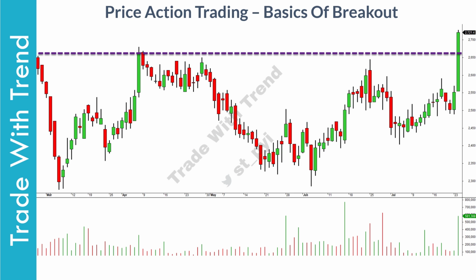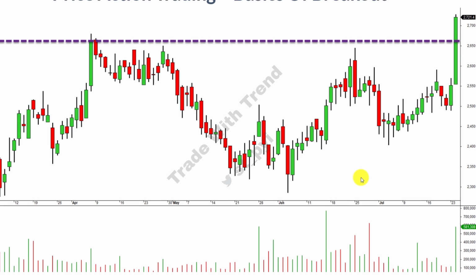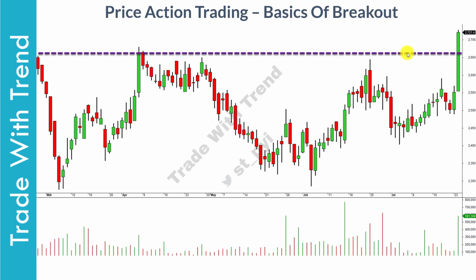Now a resistance region or a range can also form over several months. This is evident in this chart here. Again, the fundamentals of breakout remain the same. This is the top end of the entire range of price here, and this is marked out as a resistance level, and then price stages a breakout.